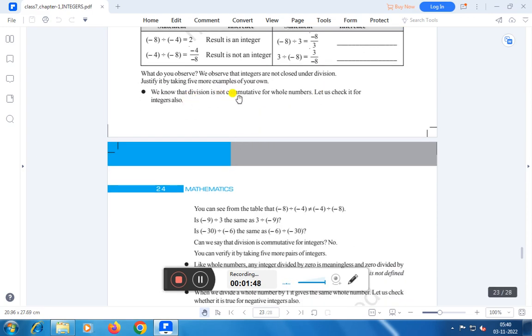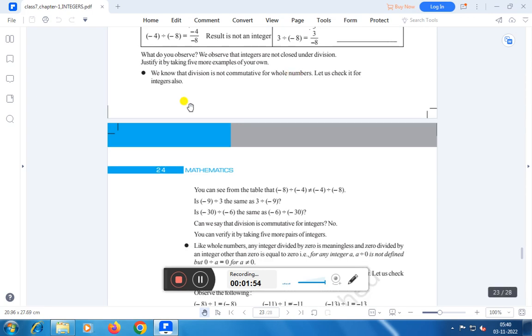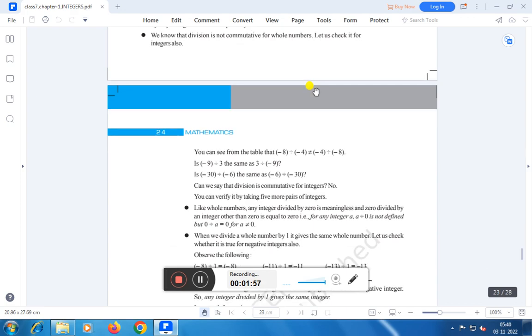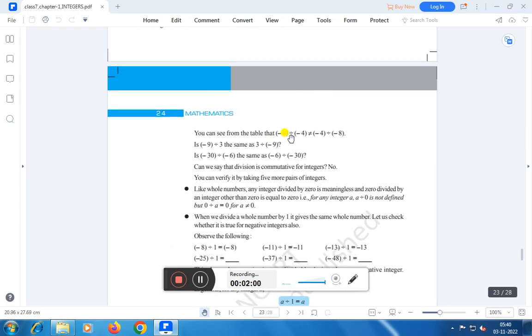We know that division is not commutative for whole numbers. Let us check for integers also. Here we see that minus 8 divided by minus 4 is not equal to minus 4 divided by minus 8. Is minus 9 divided by 3 the same as 3 divided by minus 9? Is minus 30 divided by minus 6 the same as minus 6 divided by minus 30? Can we say that division is commutative for integers? No. So we can say that division is not commutative for integers.